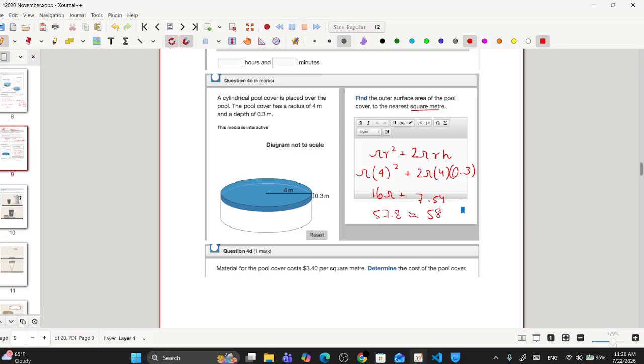Material for the pool costs $3.4 per square meter. Determine the cost. So we had 58 square meters, and per square meter it is 3.4. So if we multiply this value, we would get an answer of 196.52. And in just 7 minutes, we're done with question number 4.